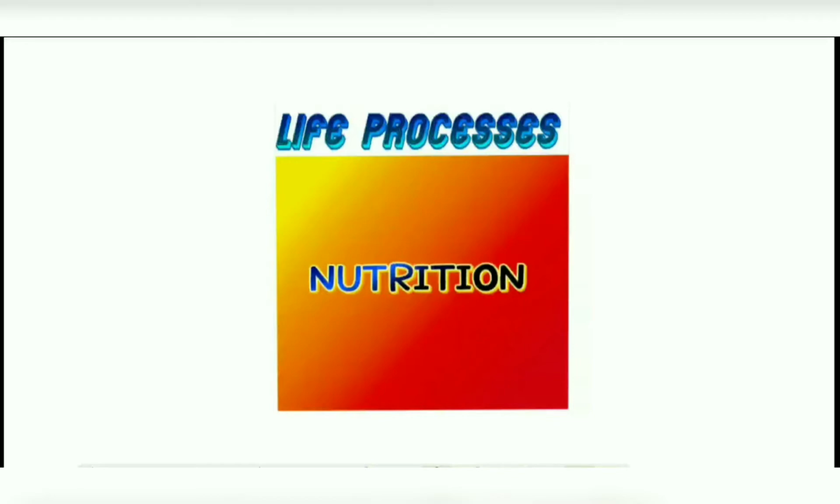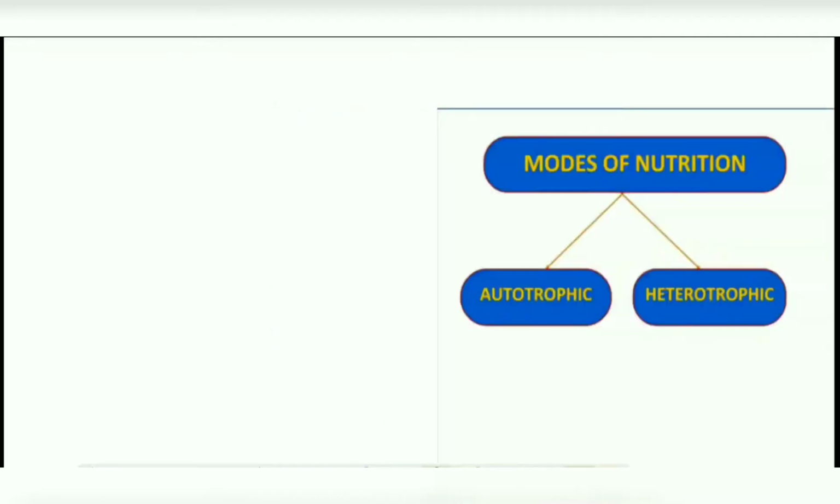As I said before, nutrition is the process by which an organism takes in food and utilizes it to perform the various activities. There are basically two types of nutrition. One is autotrophic and another is heterotrophic mode of nutrition. Heterotrophic is again divided into three categories: holozoic, parasitic and saprophytic nutrition. We will be discussing that later.